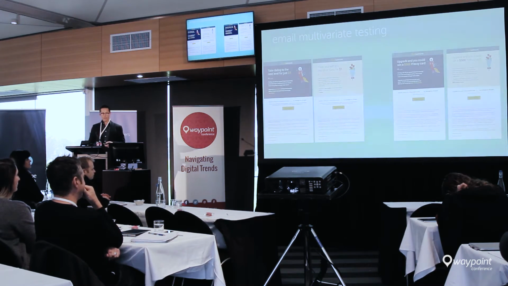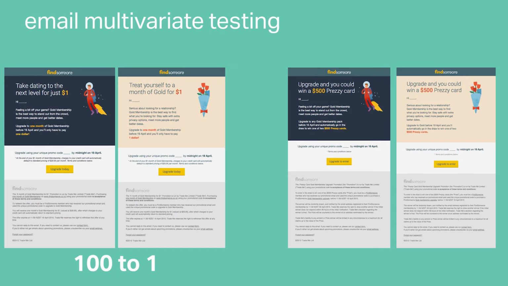So we also do some testing on emails. This was another one we did on Find Someone, where we did an upgrade promotion. One was upgrade to gold for $1, and the other one was upgrade and you could go in the draw to win a $500 Prezi card. And we did different versions for men and for women, and we tested across all of them.